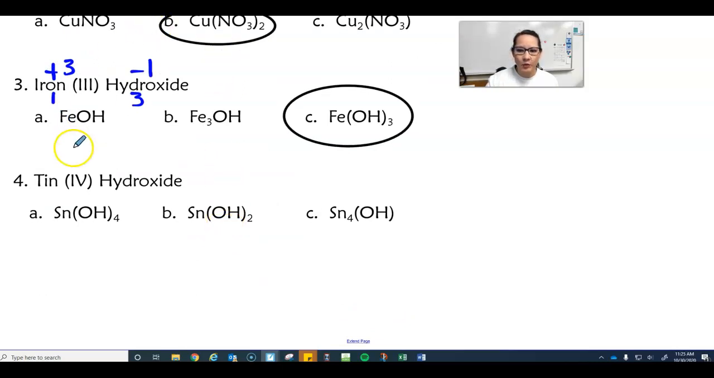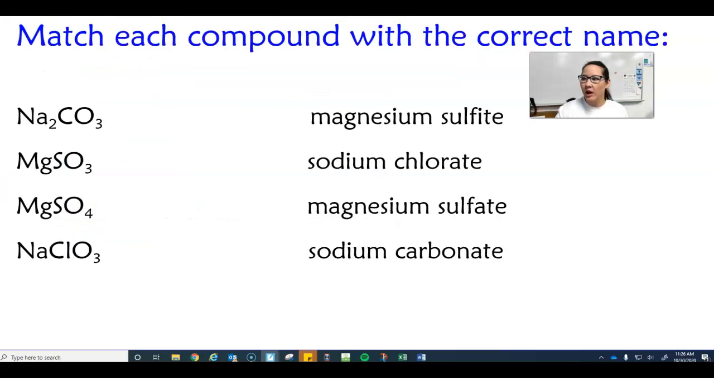Last one, tin 4 hydroxide. Roman numeral 4 tells me this has a +4. Hydroxide has a charge of -1, which means I'm going to need 1 tin 4 and 4 hydroxides. Again, you're going to need the OH to be within the parentheses and the 4 next to the parentheses to indicate 4 hydroxides. Match each of the following with the correct name. Pause the video, give it a try, unpause to see the answer.